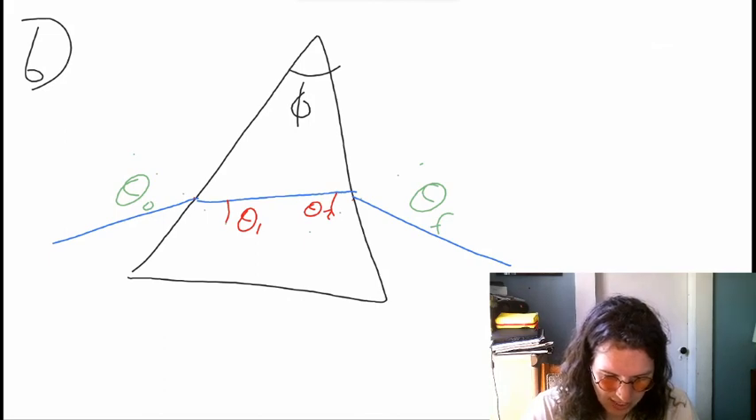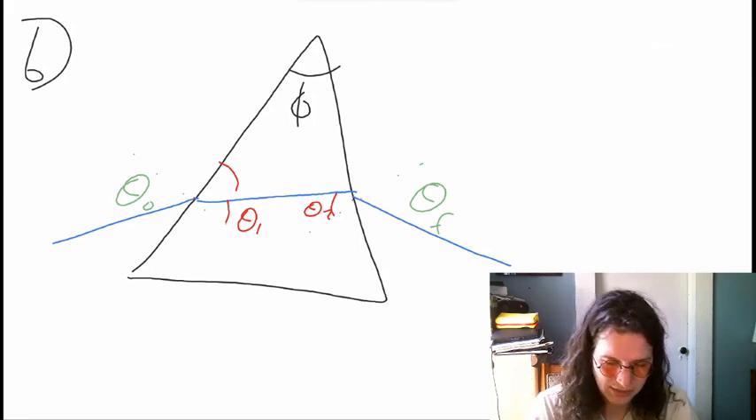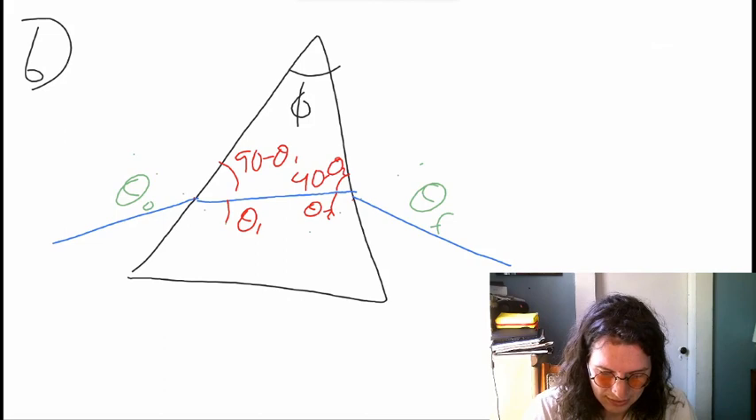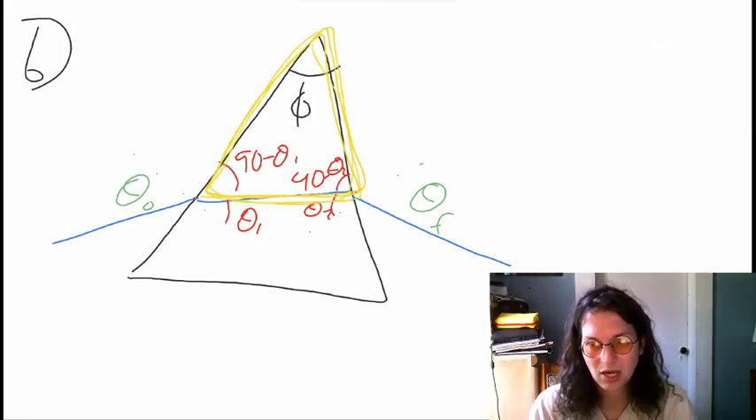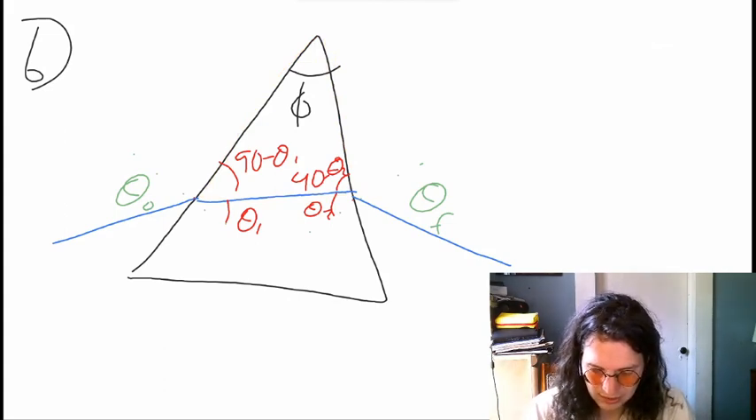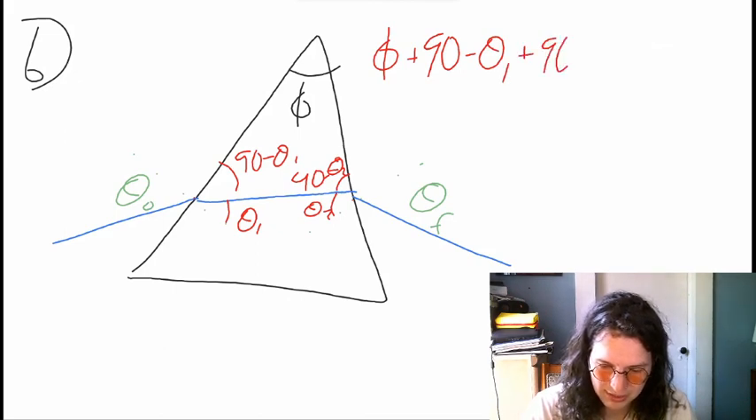First of all, I know that this angle right here is complementary to theta 1, because theta 1 is measured off of the normal line, so this has to be 90 minus theta 1. And this angle over here has to be 90 minus theta 2. Now I can look at this whole thing in here and say, this is a triangle in and of itself, so all of these angles have to add up to 180 degrees. So I just sum up all of these angles, which gives phi plus 90 minus theta 1 plus 90 minus theta 2 is equal to 180.